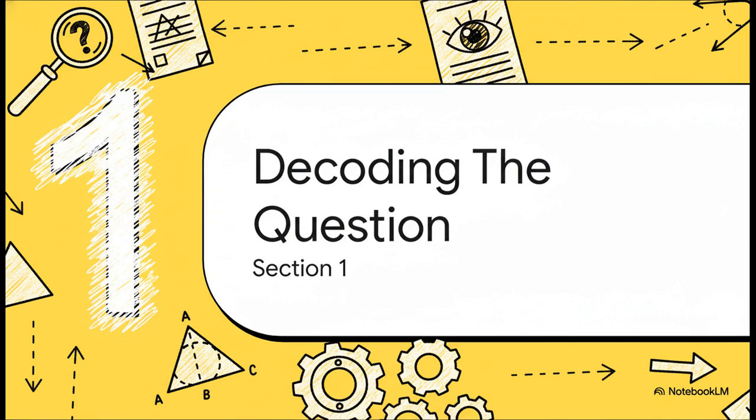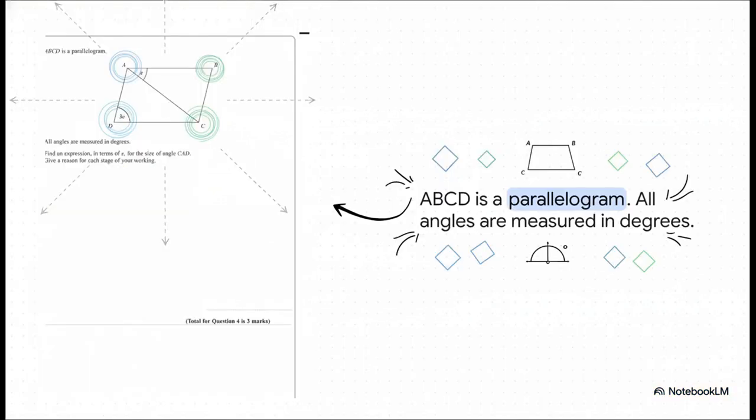Okay, first things first. We have to decode the question. Let's break down exactly what we're being given, because in geometry, every little piece of information is a clue. The question gives us two key things. First, the shape ABCD is a parallelogram. That's a huge clue right there. And second, we have a couple of angles given in terms of E. Angle CAD is E, and angle BAC is 3E.